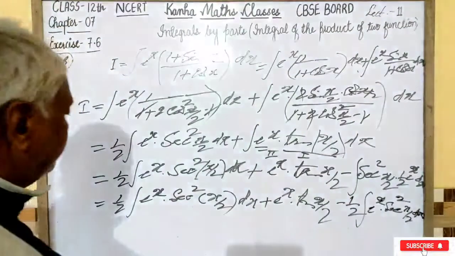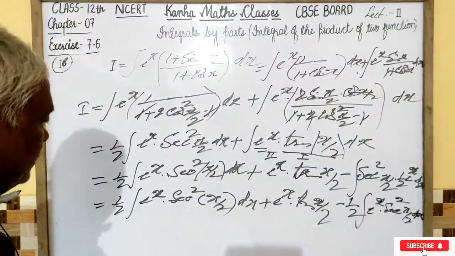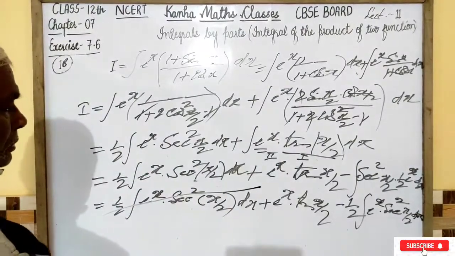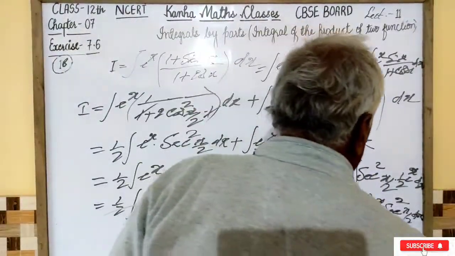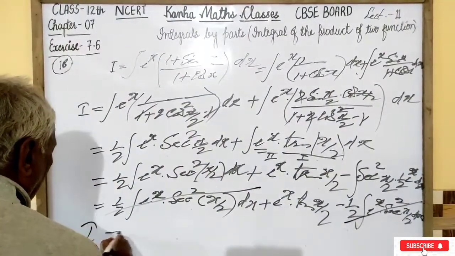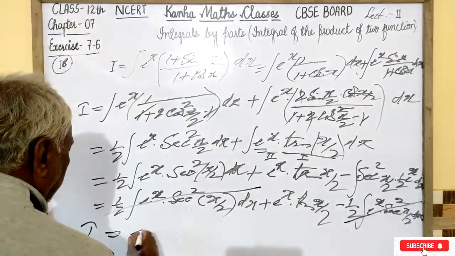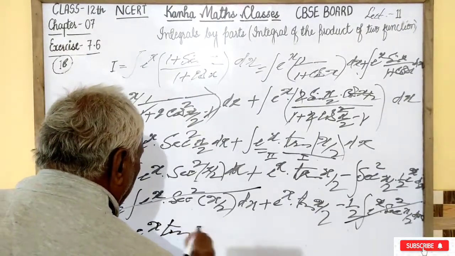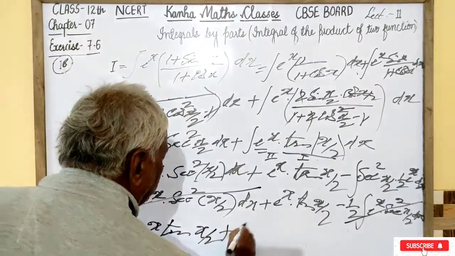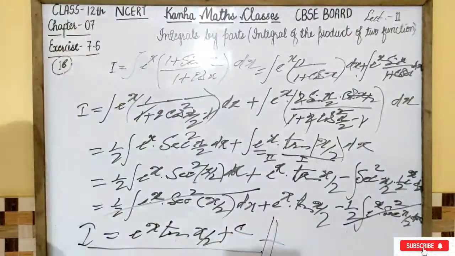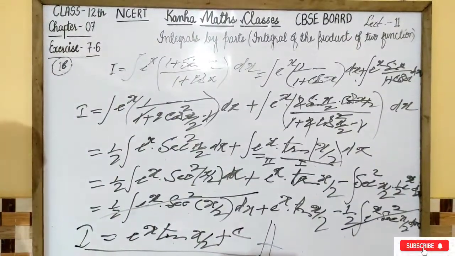Very obviously, if you inspect mentally, this first portion of the integral will be nullified by this, and the remaining will be e^x tan x by 2 plus c, which will be the requisite answer of this integral, that is the integral under question number 18.